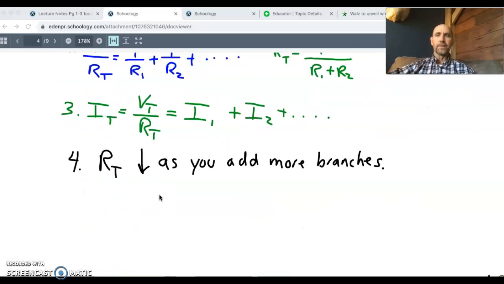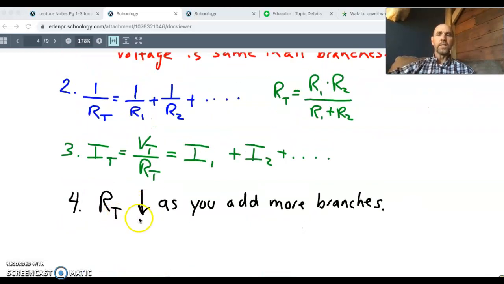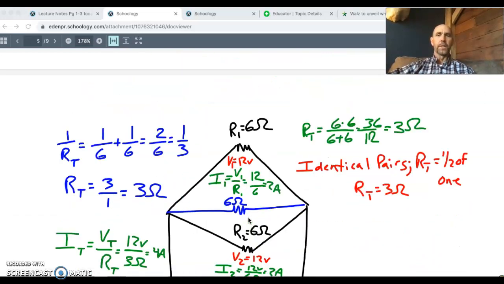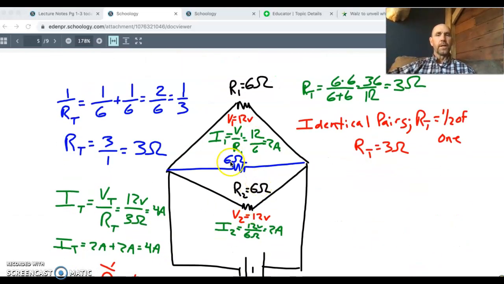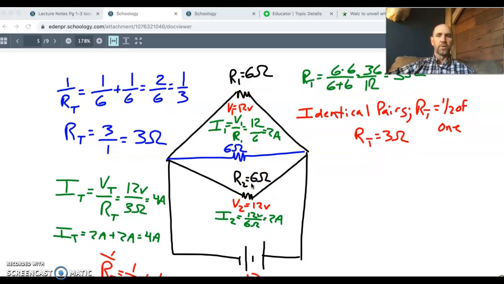All right. Lastly, it says RT goes down as you add more branches. Total resistance lowers as you add more branches. Let me share with you what that means. So here's where this blue resistor comes in. Let's assume that I have 3 6 ohm branches. There's a 6 ohm resistor, a 6 ohm resistor, and a 6 ohm resistor.